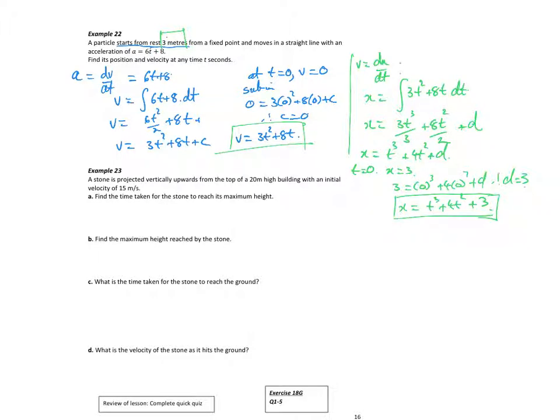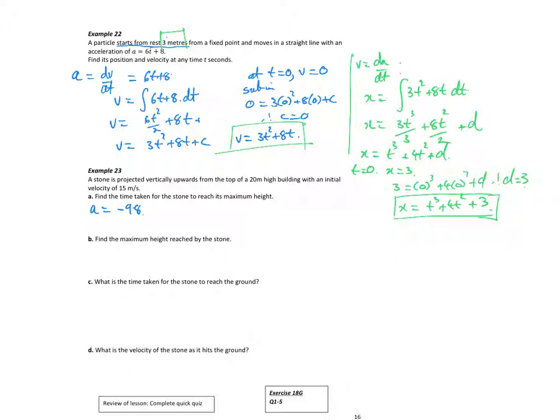Okay, so example 23. A stone is projected vertically upwards from the top of a 20-metre high building with an initial velocity of 15 metres per second. All right, find all these different rules. So because it's acting vertically up, my acceleration is negative 9.8 metres per second squared. That's what gravity is. Hopefully we've discussed that a little bit earlier. So my gravity is slowing my object down.